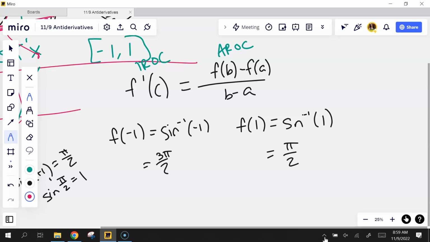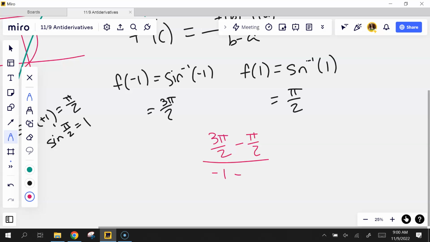Okay, let's just carry right on. All right, AROC is 3 pi over 2 minus pi over 2 over -1 minus 1.